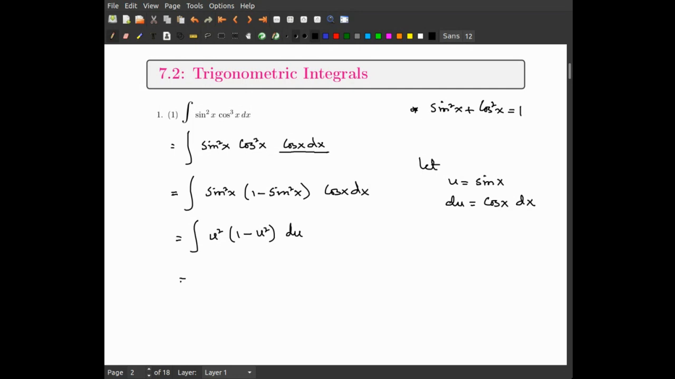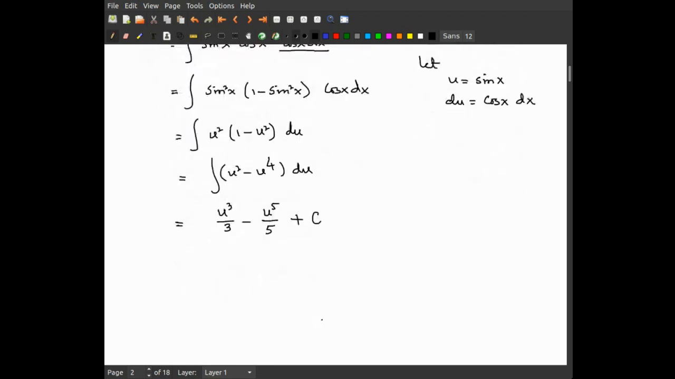Now the next thing we need to do is to distribute. If we distribute, that would be u square minus u to the power 4 du. So far everything is going nice. Now let's find the integration. The first one would be u cube over 3, then u to the power 5 over 5. And since we are done with the integration, we need to add the c there.